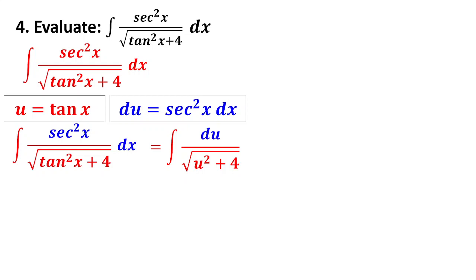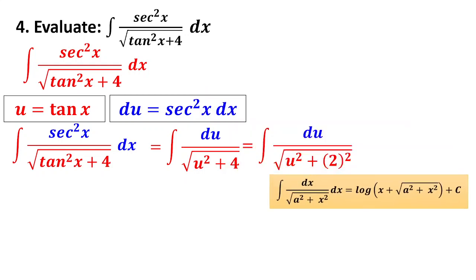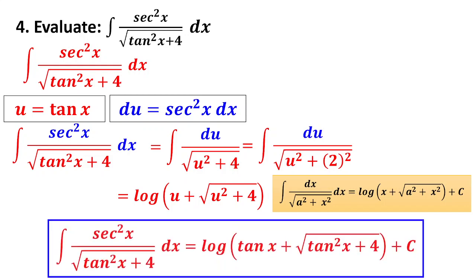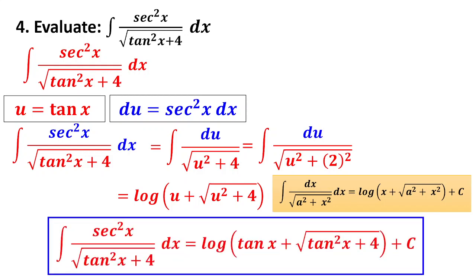Here all of you are having some confusion. You are thinking that it is square root of something, therefore whole power 1 by 2, therefore whole power minus 1 by 2, and we are doing it. Be careful. Inside the square root, you are having a quadratic factor. Therefore, it should be written as u square plus 2 square. The formula is that dx upon root of a square plus x square is log of x plus that square root. Therefore log of u plus root u square plus 4. As usual, substitution, integration, resubstitution: log of tan x plus square root of tan square x plus 4, plus c.